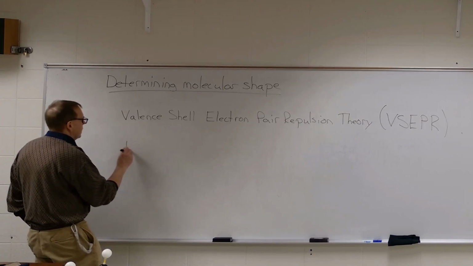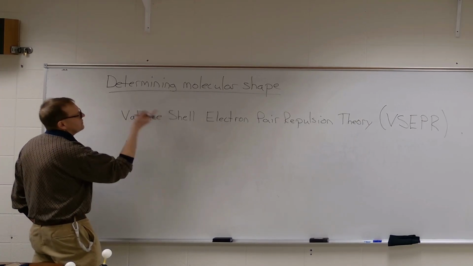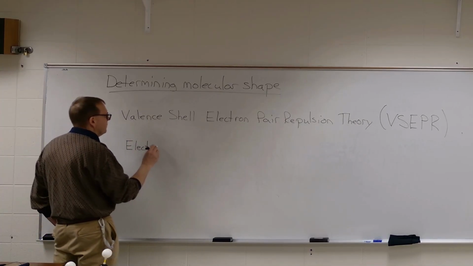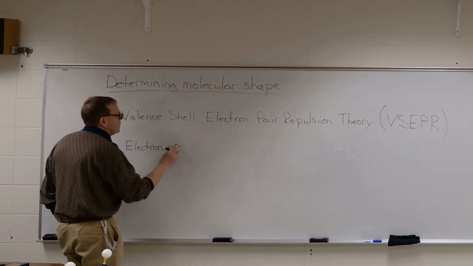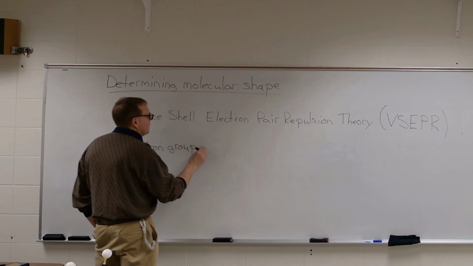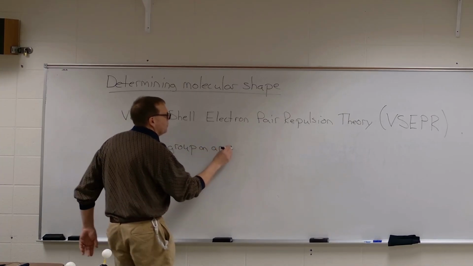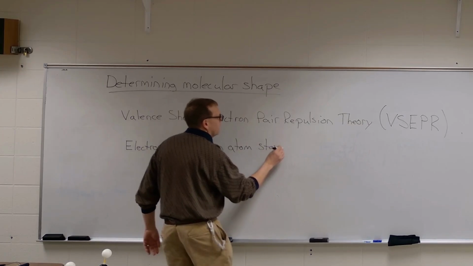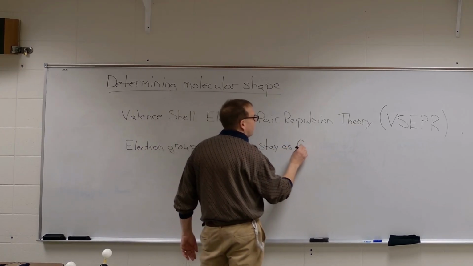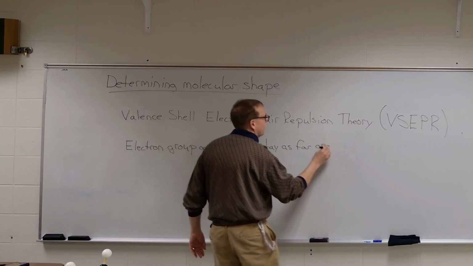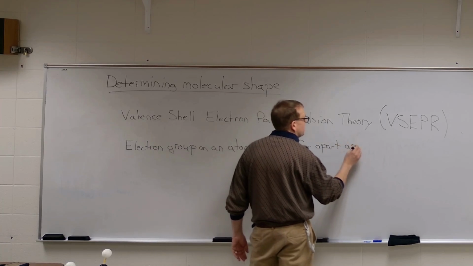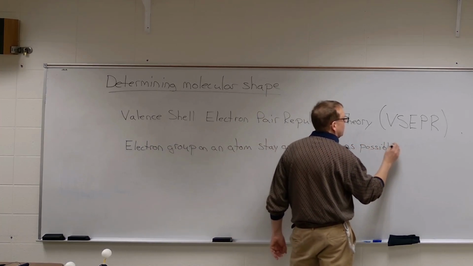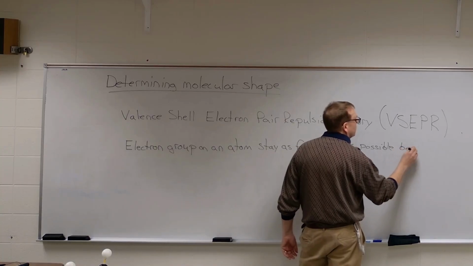So what this theory is saying is that electron groups on an atom stay as far apart as possible because the groups repel each other.